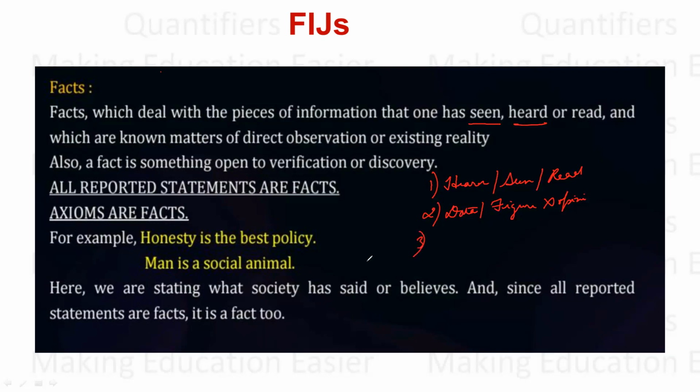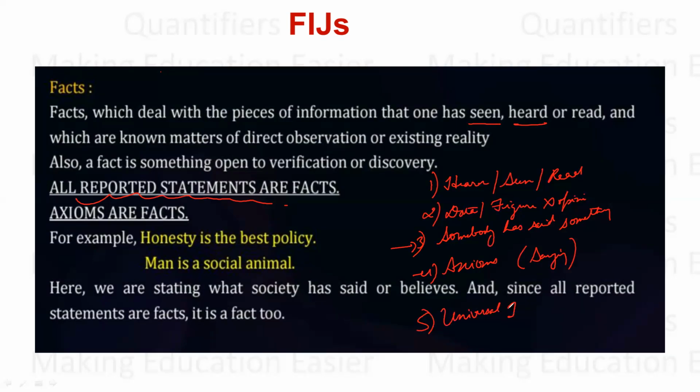The question which has this kind of thing, where somebody has said something, always becomes your fact because reported statements are facts. Your axioms, your sayings generally are your facts, because again, someone has said something. Your universal truth, the sun rises in the east, is your fact. And the sixth thing I would say is that anything that can be verified, which no one can challenge, becomes your fact.